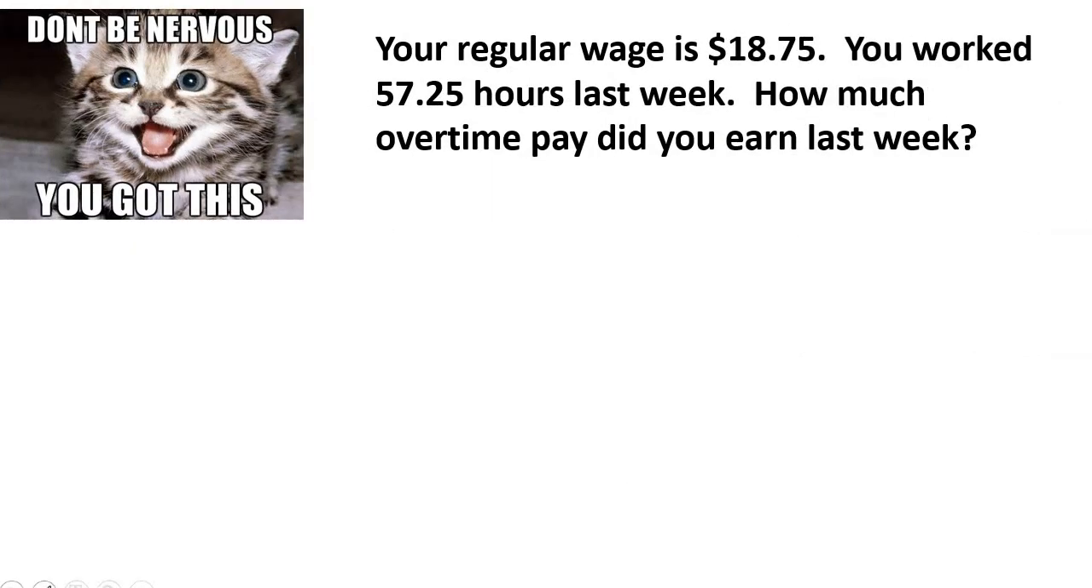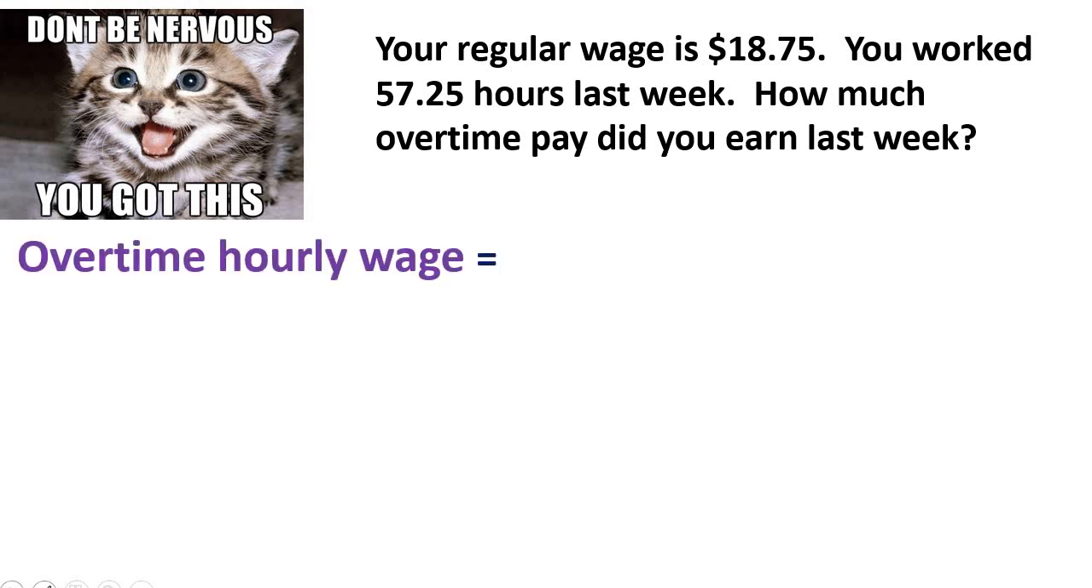So let's do this one more example, shall we? Regular wage is $18.75. You worked 57.25 hours last week. How much overtime pay did you earn last week? Well, here we go. What's the first thing we need to determine? Overtime hourly wage. Okay, so what is that value that we're getting paid per hour for overtime? Excellent, $28.13. So we've got that.